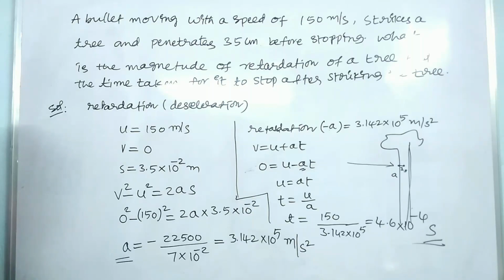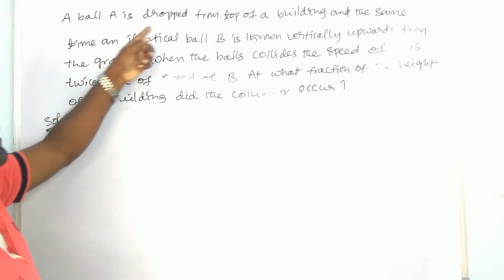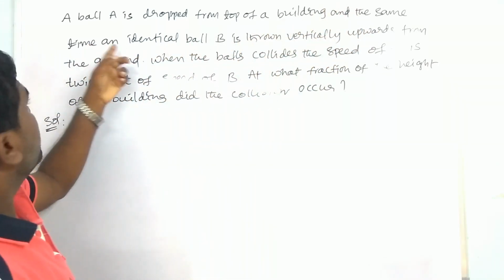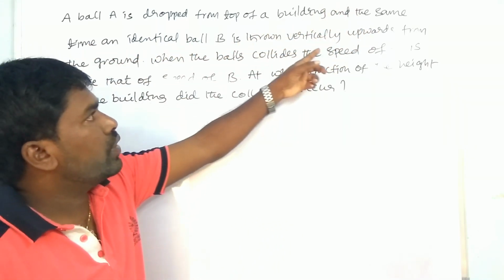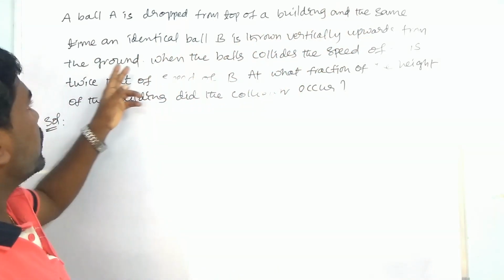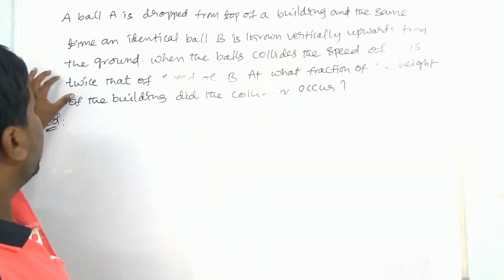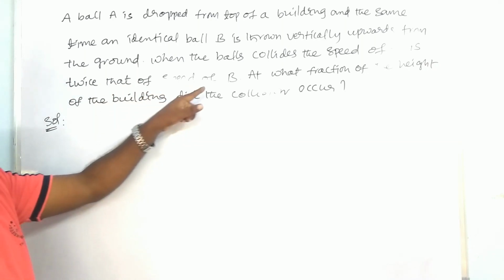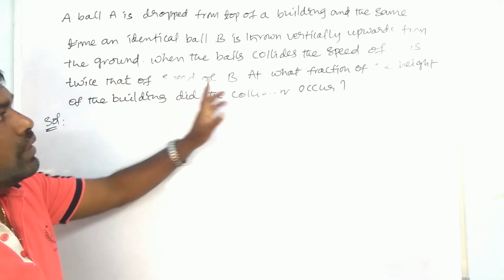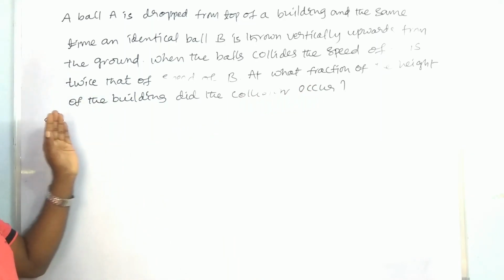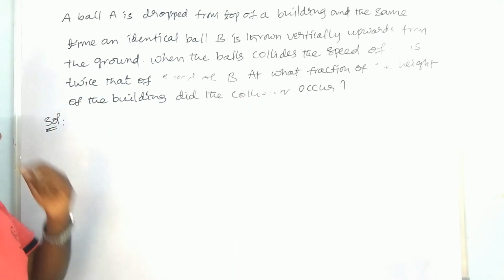And now coming to another question. A ball A is dropped from the top of a building, and at the same time an identical ball B is thrown vertically upwards from the ground. When the balls collide, the speed of A is twice that of the speed of B. Okay? And at what fraction of height of the building did the collision occur?